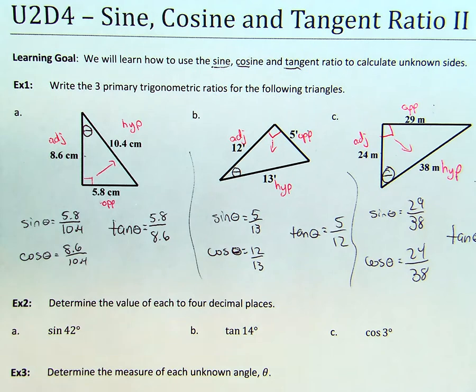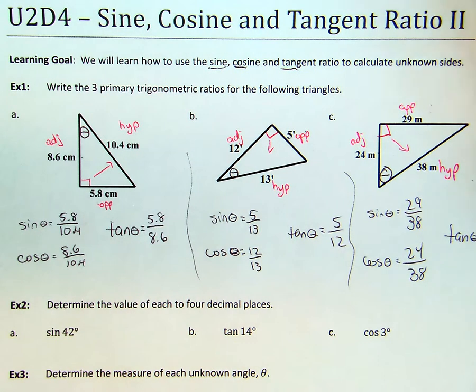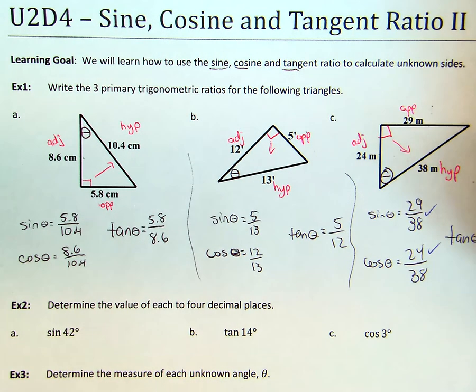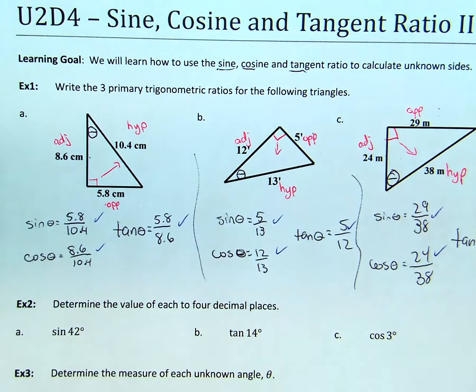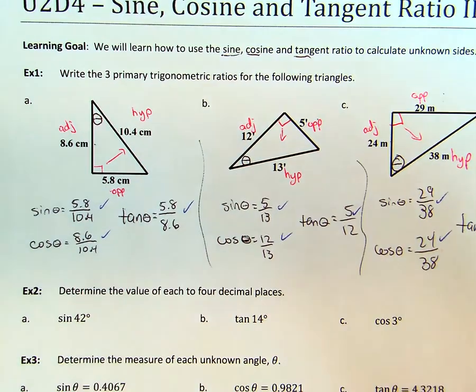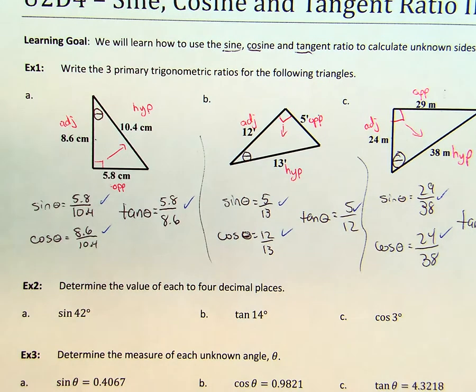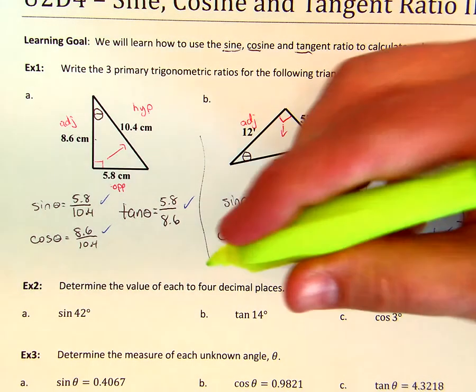Okay, if I was marking this, these would be out of probably 3 each. 1, 2, 3, 1, 2, 3, 1, 2, 3. So you can expect a question like that on your test, and it would be out of 3. For the next part, for number 2, it says determine the value of each to 4 decimal places.